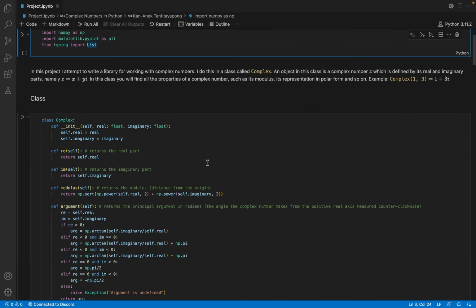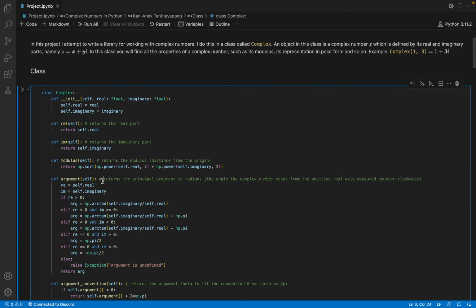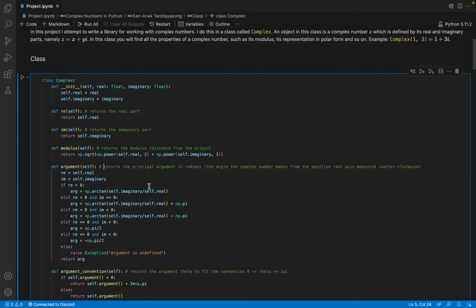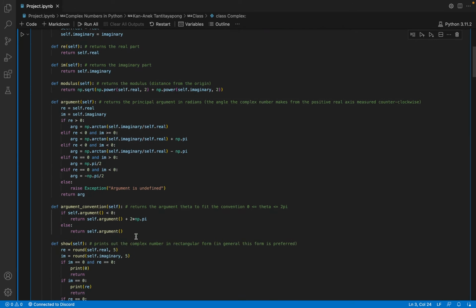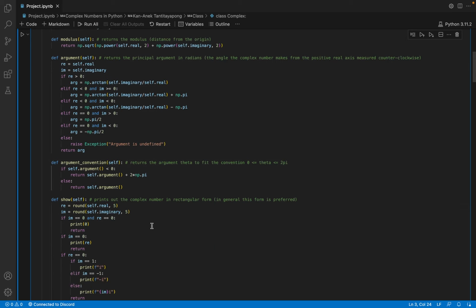So let's take a look at the class. We have the real part and imaginary part. The modulus function returns the modulus. The argument function returns the principal argument, between negative pi and pi, excluding negative pi and including pi. The argument convention function returns the argument, but to fit our preferred convention, between 0 and 2 pi.